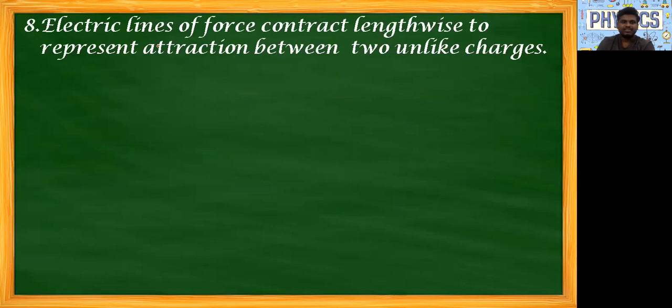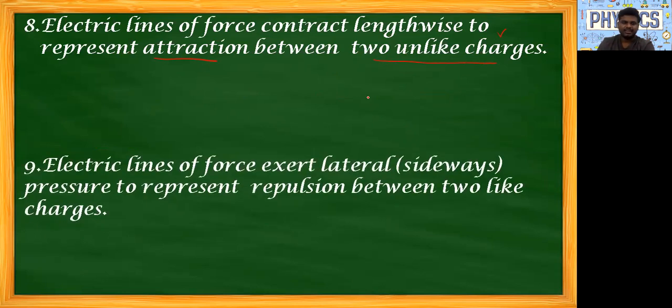Next, you will see the eighth point. The electric lines of force contract lengthwise to represent the attraction between two unlike charges. This we already discussed in the introduction. Similarly, the electric lines of force exert lateral, that is sideways, pressure to represent repulsion between two like charges. This we also discussed.